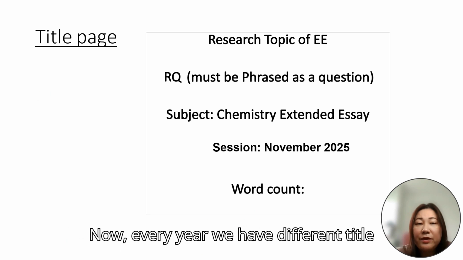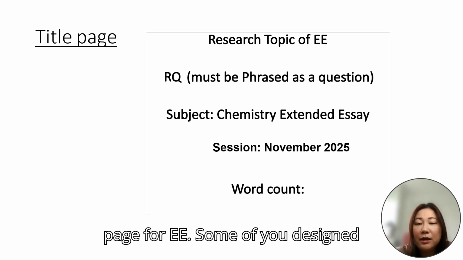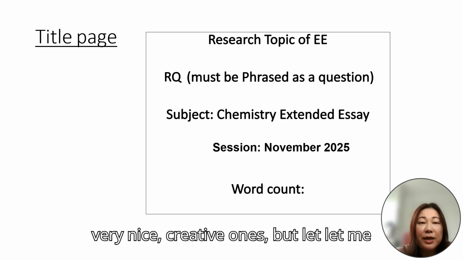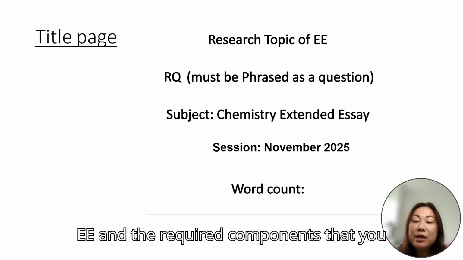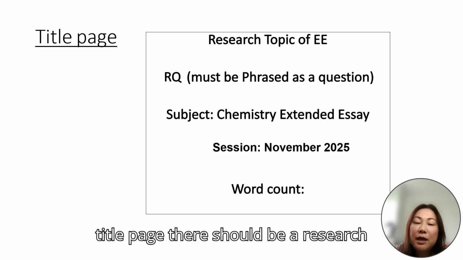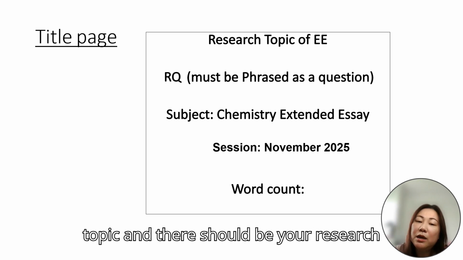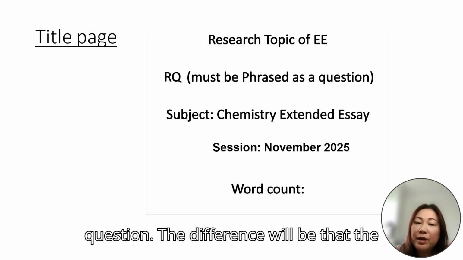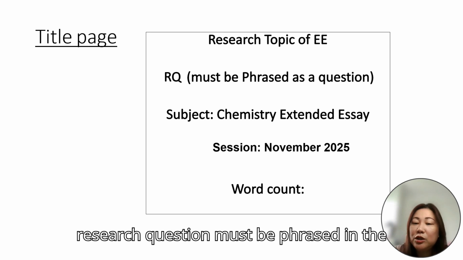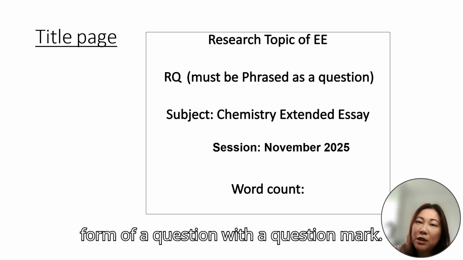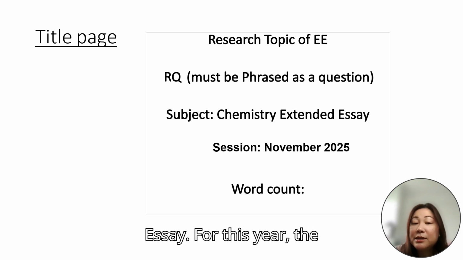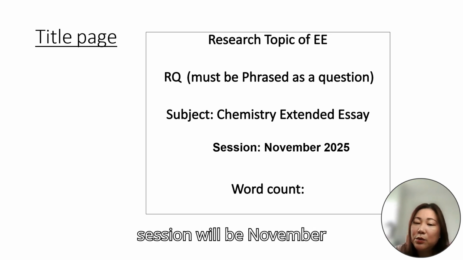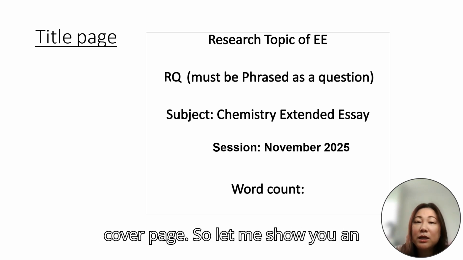Now, every year we have a different title page for EE. Some of you design very nice creative ones, but let me give you a sample of the title page for EE and the required components that you must present. Alright, on the title page there should be a research topic and there should be your research question. The difference will be that the research question must be phrased in the form of a question with a question mark. The subject will be chemistry extended essay. For this year, the session will be November 2025. And you need to state your word count clearly on the cover page.